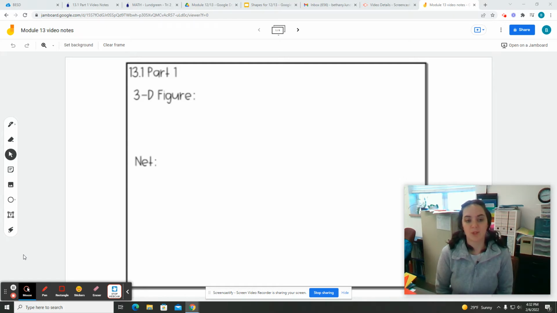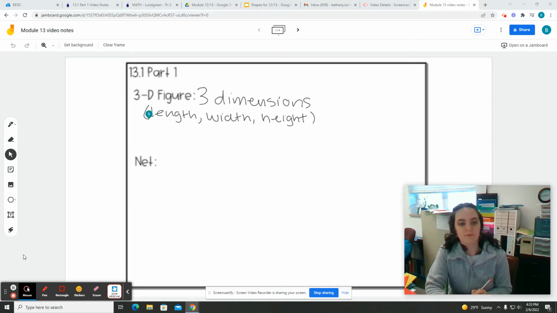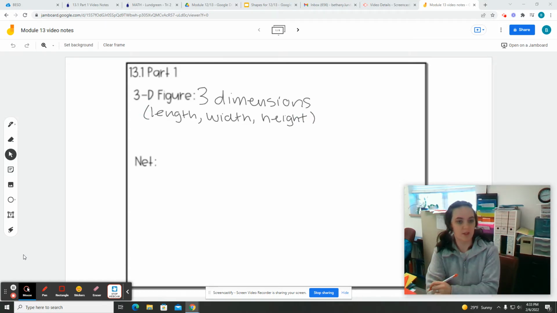13.1 is about three-dimensional figures and being able to look at a three-dimensional figure and find the surface area of that figure. Now, a 3D figure has to have 3 dimensions. This means that it has a length, a width, and a height. A length, a width, and a height for this 3D figure.